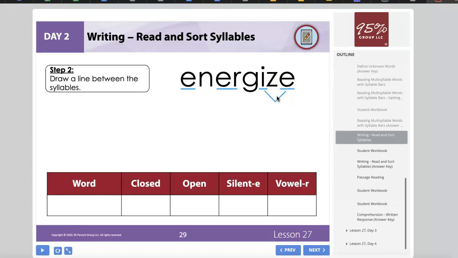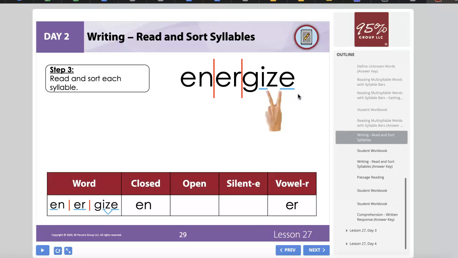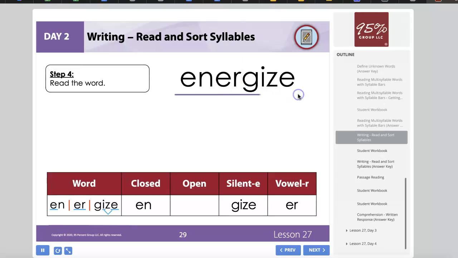Okay? Now we've got to draw a line between the syllables. So everyone, say the word energize. Okay? Clap it. Energize. So we're going to draw a line. Energize. Okay? So I've got to look at this first syllable. In. Where does that need to go? In the closed category. Okay? Where does that need to go? Vowel R. Excellent job. And then I have jize. Eyes. Where does that need to go, everyone? Silent E. Excellent job.